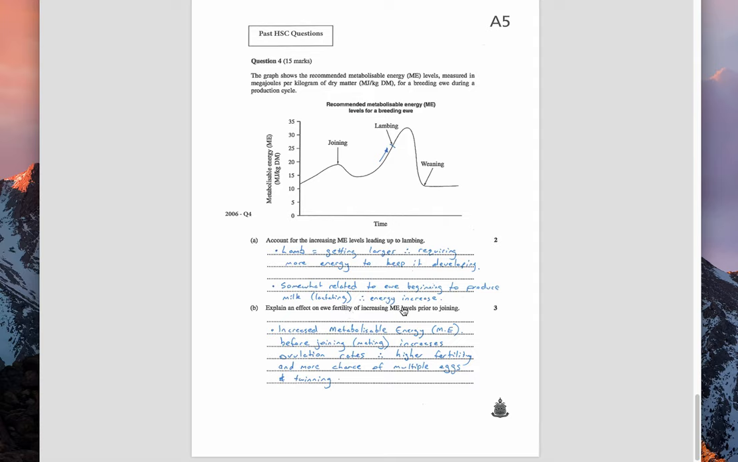Explain an effect on ewe fertility of increasing metabolizable energy levels prior to joining. So this is conception here. Before that, this is what we call flushing, when you're giving a ewe extra nutrients before mating. And the reason is because it increases the chance of conception, increases the rate of twinning, because the animal is more fertile, is more likely to put out more than one egg, which can lead to twinning in an animal. So basically here, increased metabolizable energy before joining or mating increases ovulation rates, therefore high fertility and more chance of multiple eggs and twinning.